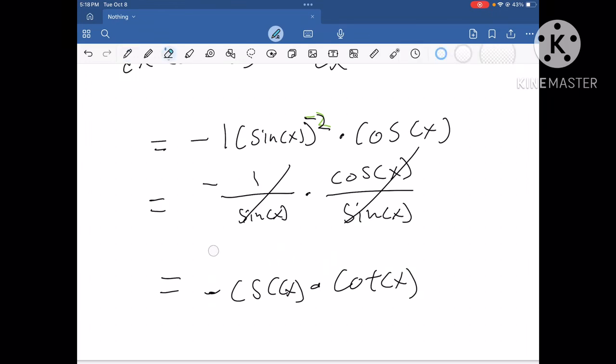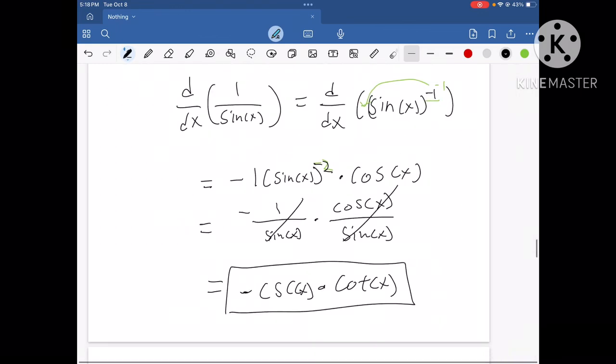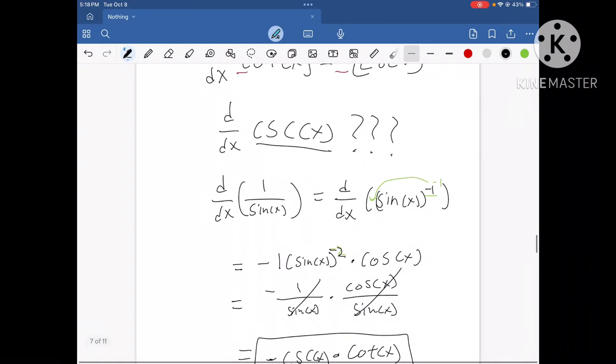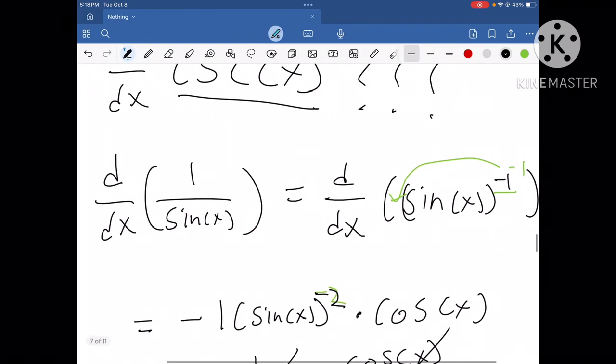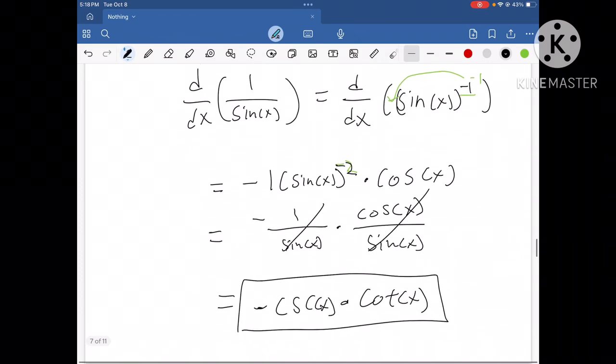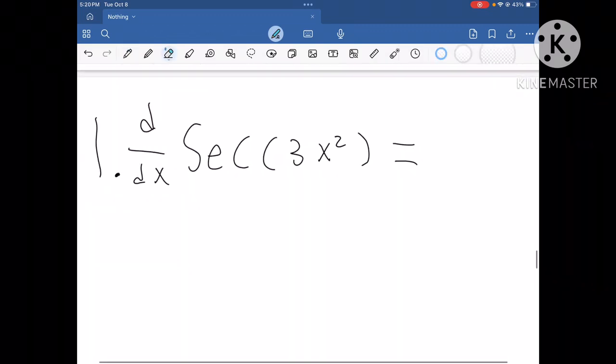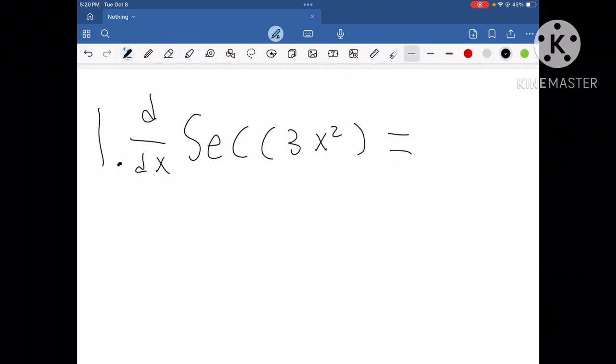Okay. Isn't that easier now? So even when you're stuck, just remember to make it into a simpler form, like 1 over sine x, and use it. Okay, let's do one practice problem. This. Derivative of secant 3x squared.